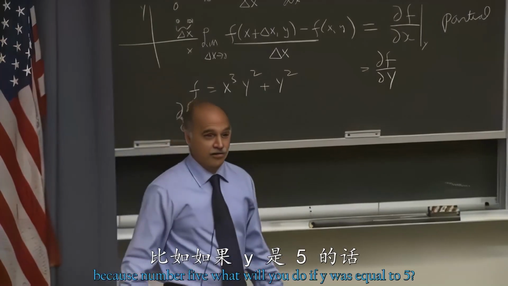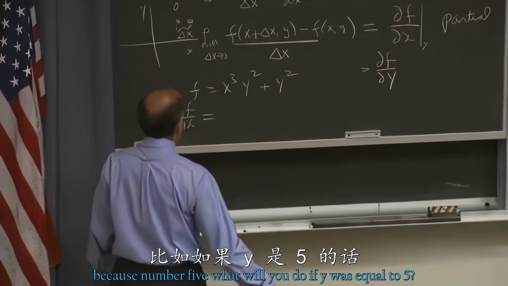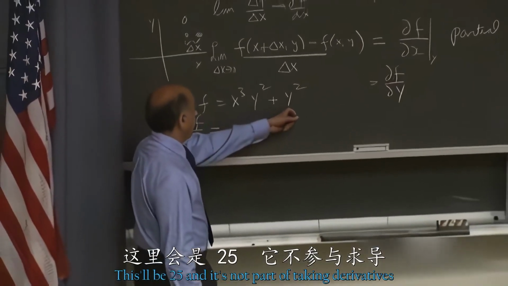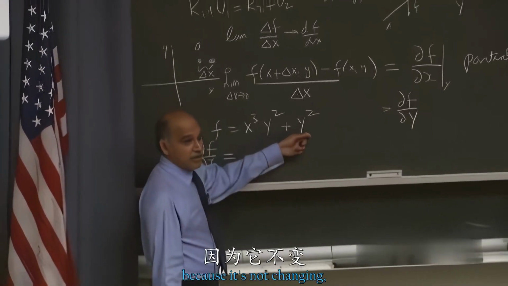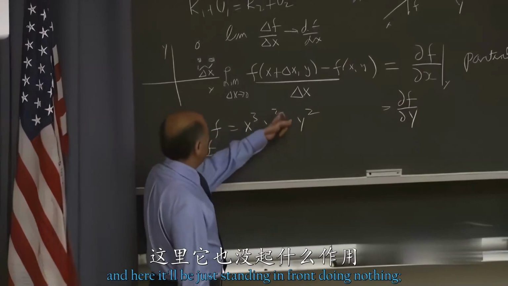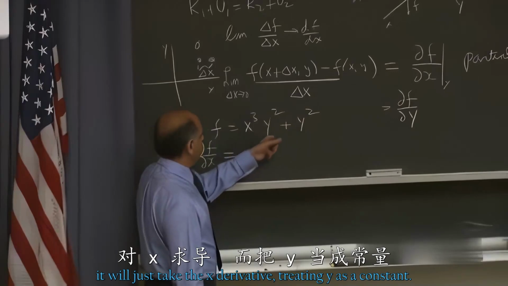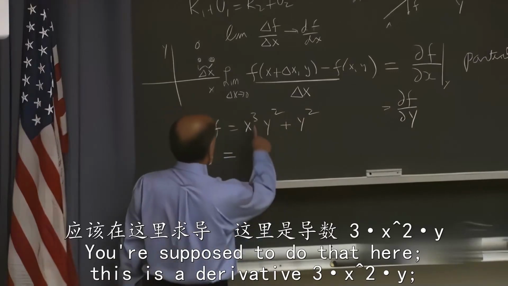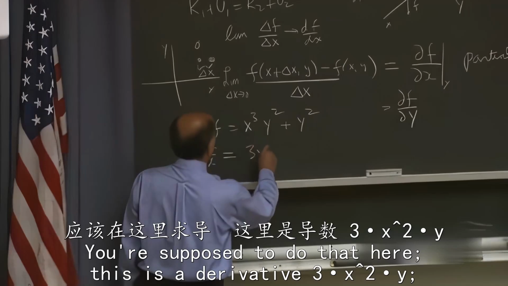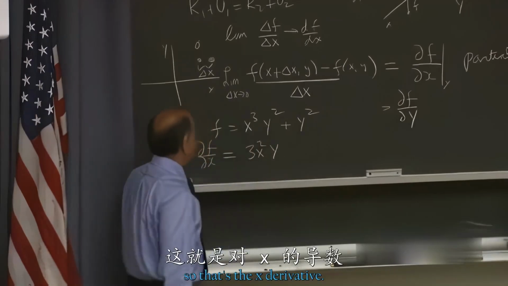If y was equal to 5, what would you do? This would be 25, and it's not part of taking derivatives because it's not changing. And here, it will be just standing in front doing nothing. We just take the x derivative, treating y as a constant. This has a derivative 3x squared y. So that's the x derivative.